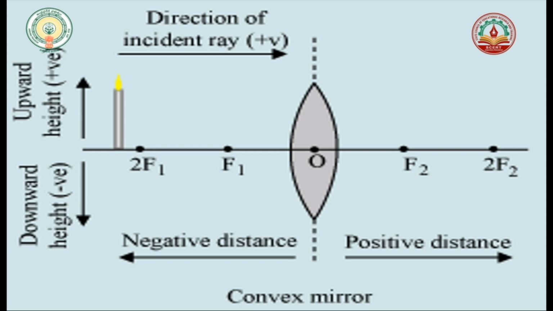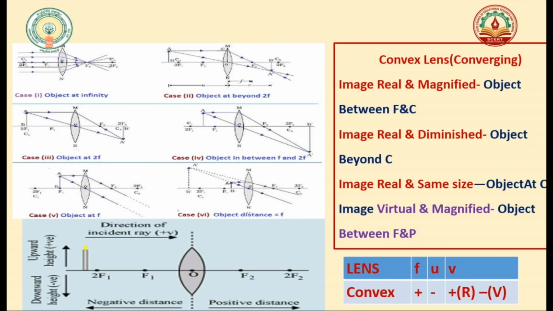For the focal length, if a beam of rays parallel to the principal axis is incident on a convex lens, they will converge at F2 on the other side of the lens. So we calculate the focal length as OF2. We are measuring the distance in the direction of the incident ray. The focal length is positive for the convex lens.